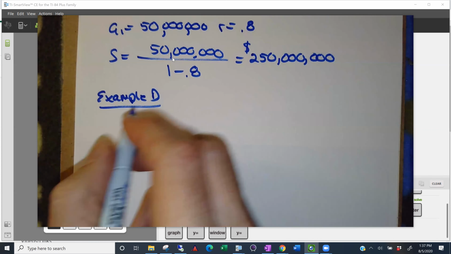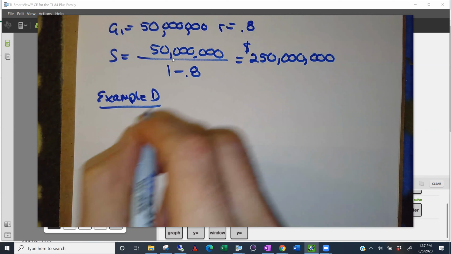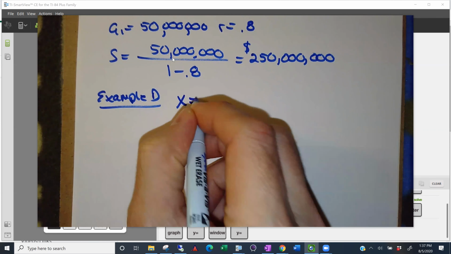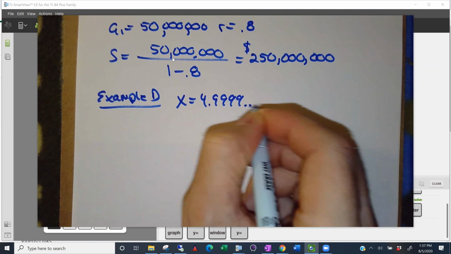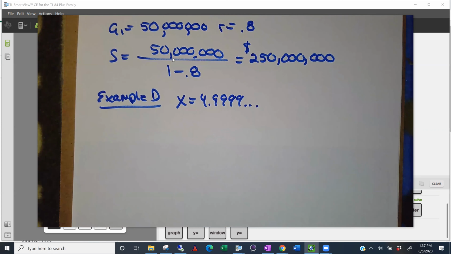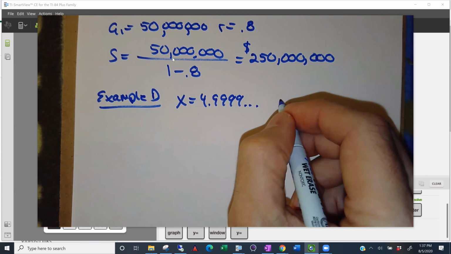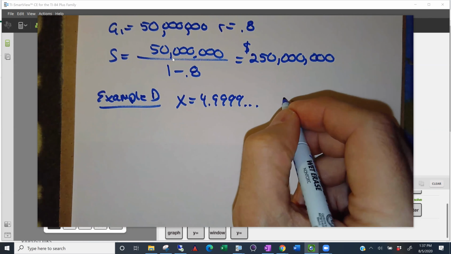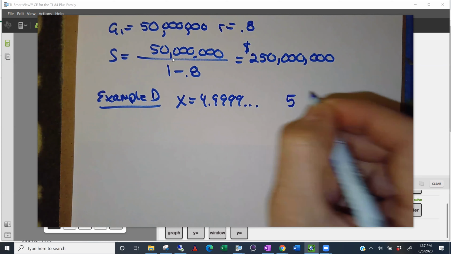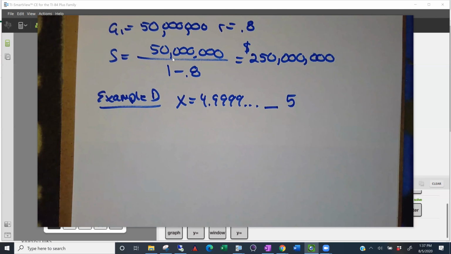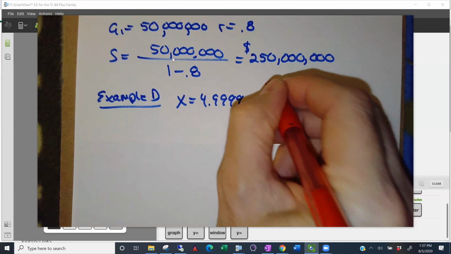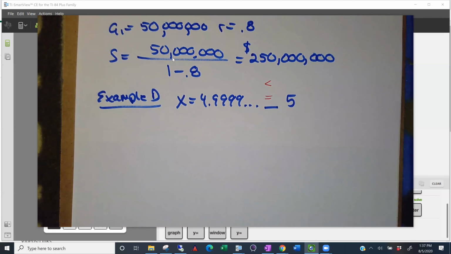This one's kind of curious. What if x is 4.999999999 repeating? Is that going to be less than or equal to 5? What symbol would you put here? Less than or equal to? Equal. Equal. All right. Well, let's find out.